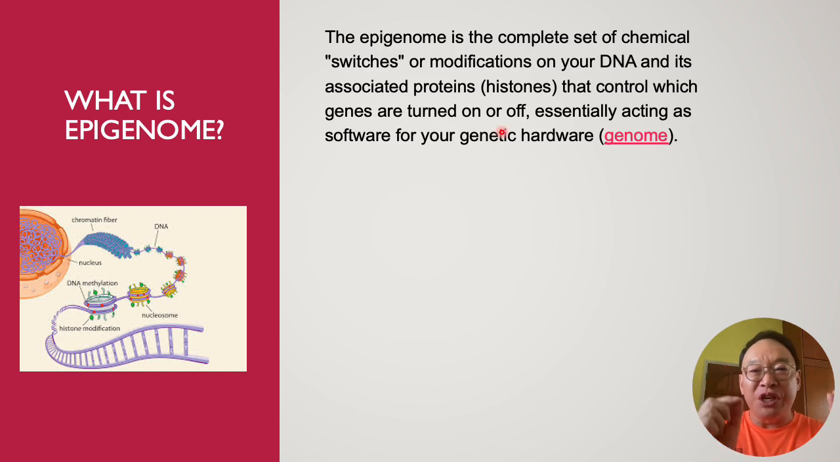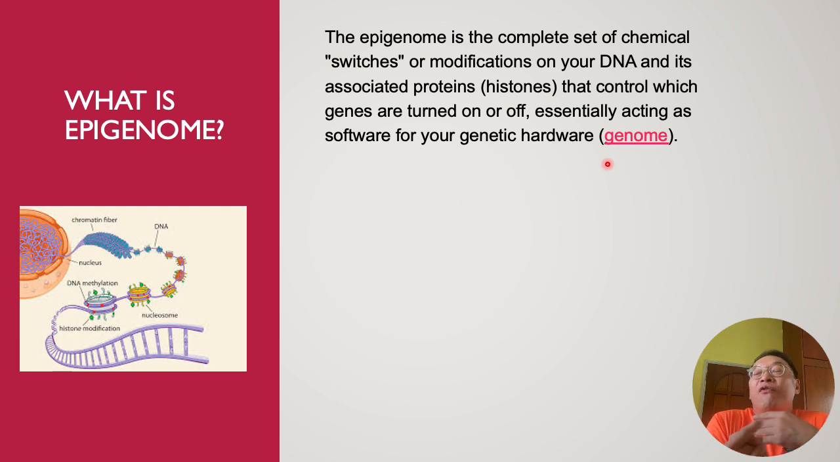The epigenome is the complete set of chemical switches, switch on or switch off your genes, or modifications on your DNA and its associated proteins called histones, which I'll explain, that control which genes are turned on or turned off, essentially acting as software for your genetic hardware, your genome. So that means your genes are the hardware, but the epigenome is the software.